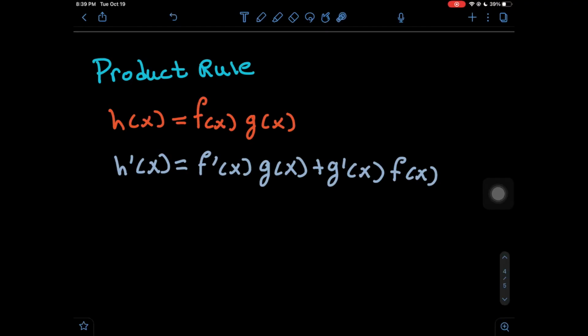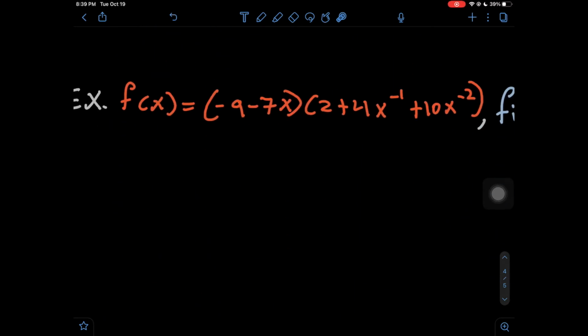In today's video, we will be going through the product rule. Well, the base form of the product rule is h of x equals f of x times g of x, over g prime of x equals f prime of x times g of x plus g prime of x times f of x. Now, let's go ahead and do an example.